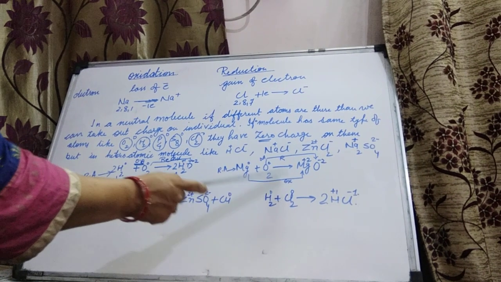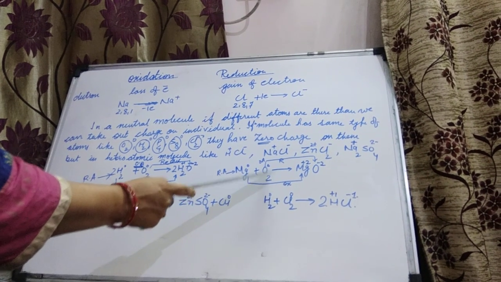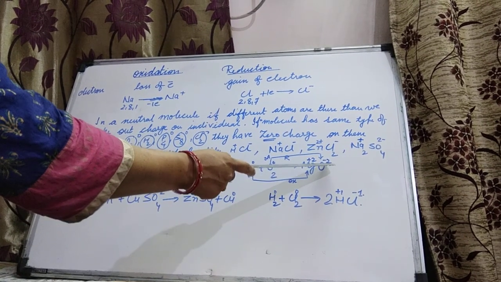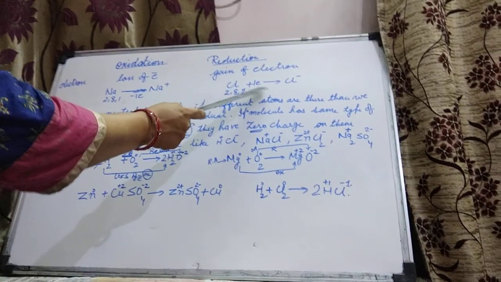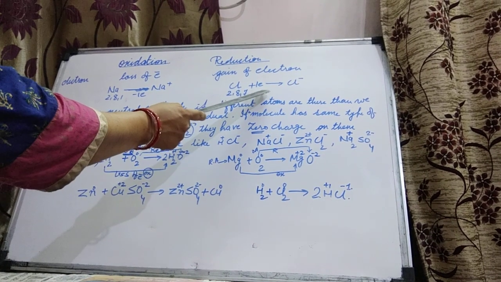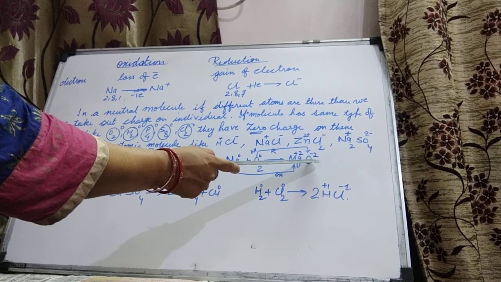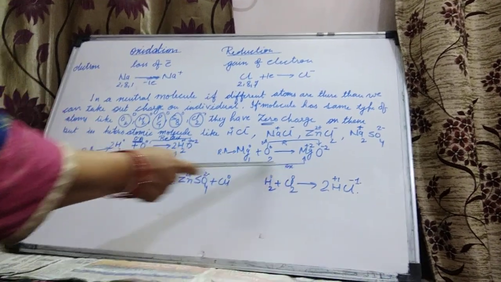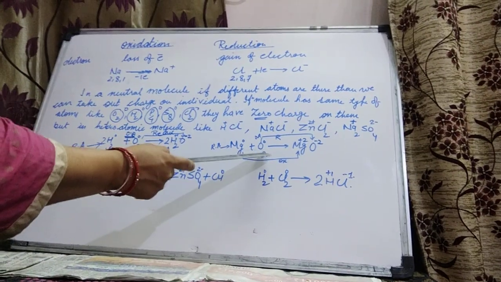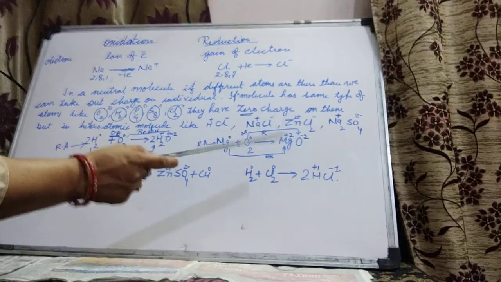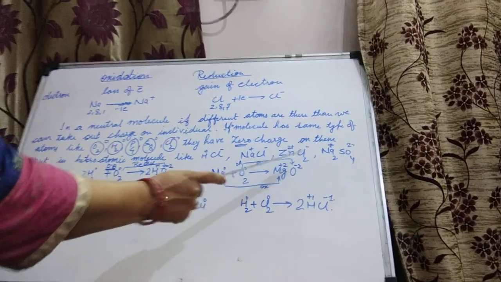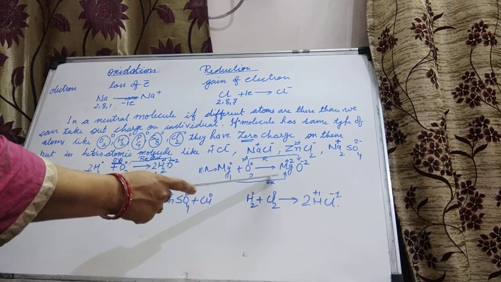Oxidation. While O2 has 0 charge, and as we come to the right hand side, -2. When does minus come? When electrons are taken, gained. So gain of electron is reduction. So in this process, reduction is taking place. So in this same reaction, Mg plus O2 giving MgO, both processes are taking place, oxidation as well as reduction. Thus it is a redox reaction.